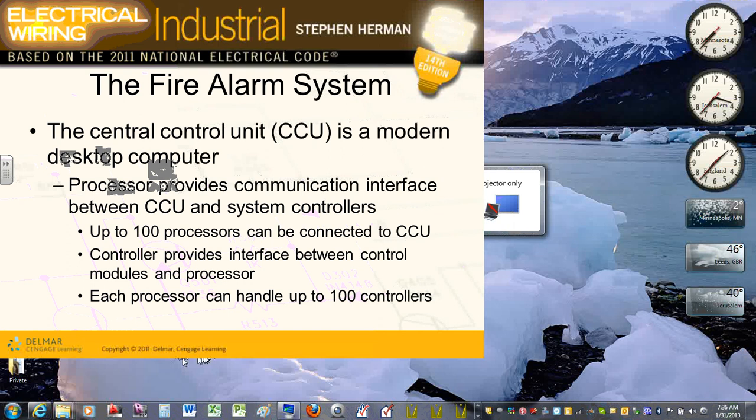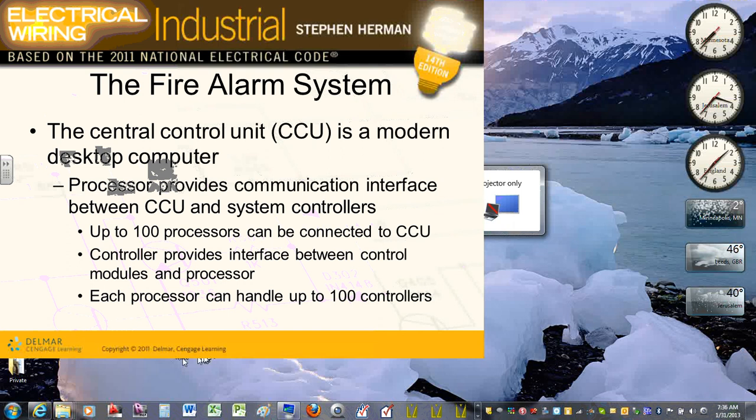Okay, fire alarm systems. The last system that we're going to talk about, guys, is the fire alarm system. Fire alarm system is very simple. You have a controller, which is the CCU, central control unit. If you guys haven't done computer studies, you call them central. That's what you have in front of you, a laptop. Central control unit is almost a laptop or a computer.